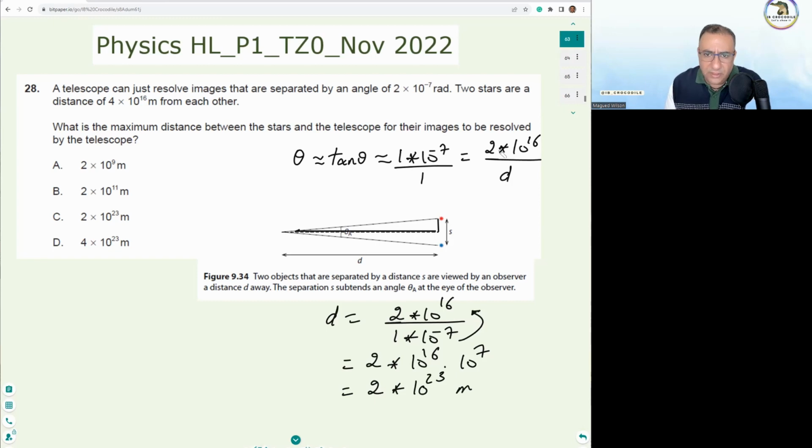Everything here is in the SI system, in meters. We used the small angle approximation, where theta is equal to tan theta, and also theta is equal to sine theta, which is the very small angle approximation. So the answer here is C, and that's it.